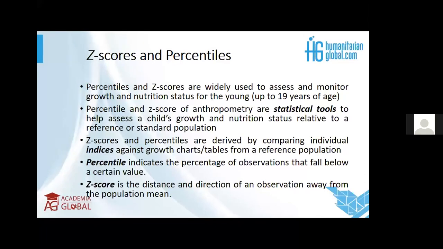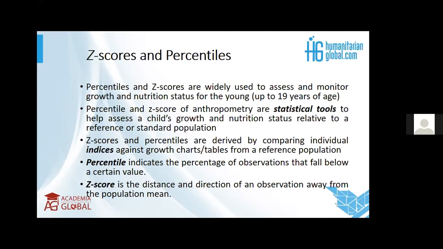Now, the Z-scores and percentiles here are widely used to assess and monitor the growth and nutrition status of young people, up to 19 years of age. Now, the percentiles and Z-scores of anthropometry are statistical tools that help assess a child's growth and status relative to a reference standard or standard population.